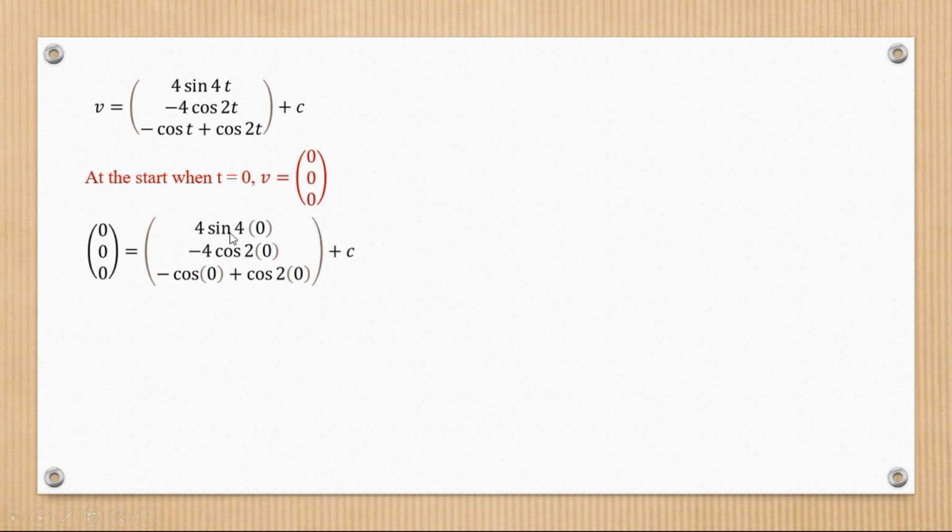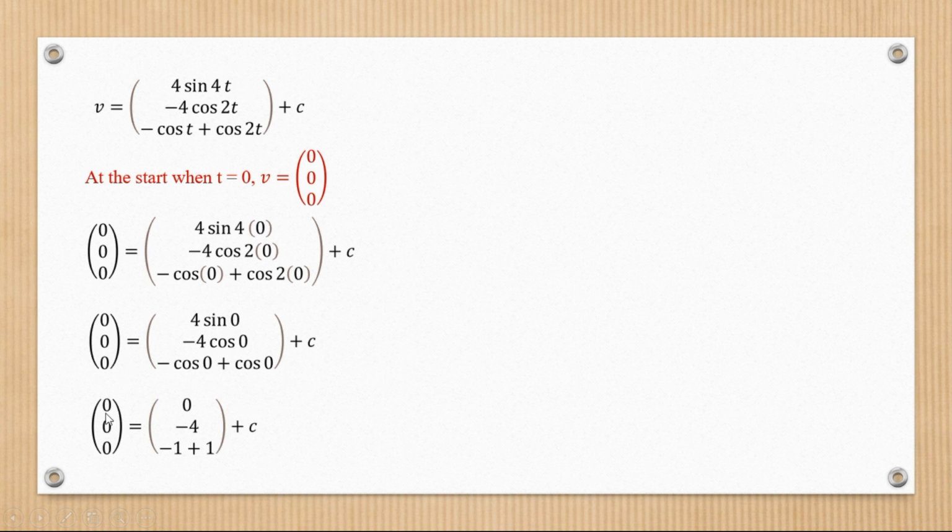As you can see here, sine of 0 is going to give me a 0, so that means we're going to have 0 at the top, and cos of 0, because 2 times 0 is 0, is 1. So I have a positive 1 times negative 4. So this is what I'll have right there. So I'll have 0, 0, and then I'll have 0, negative 4, negative 1 plus 1, which is equal to 0. Now next, to make c the subject, we take these values to the other side, of which this negative 4 will become a positive 4. So that means I'll have c being equal to 0, 4, and 0 when we take these values to the other side.